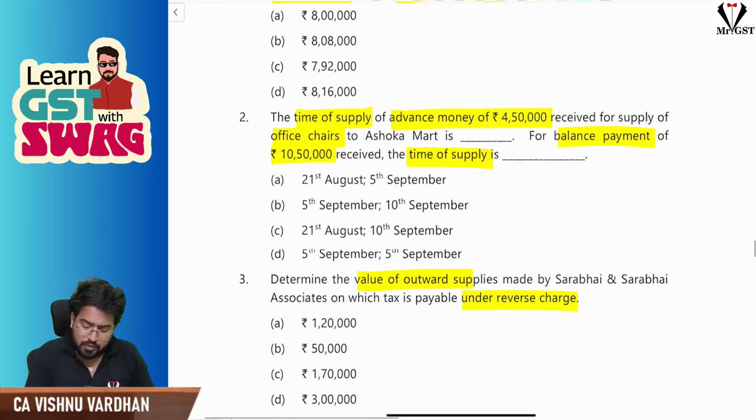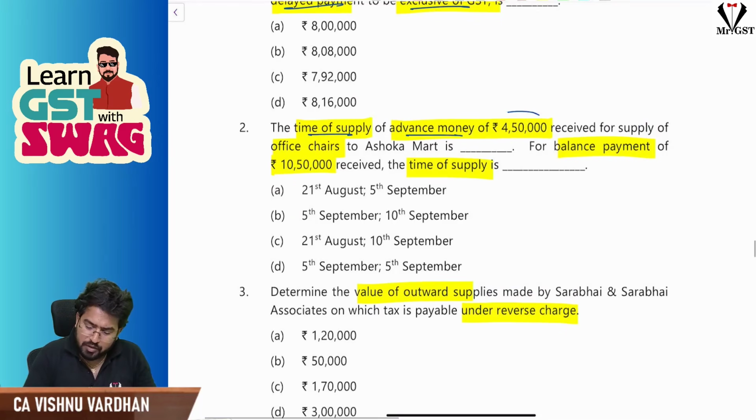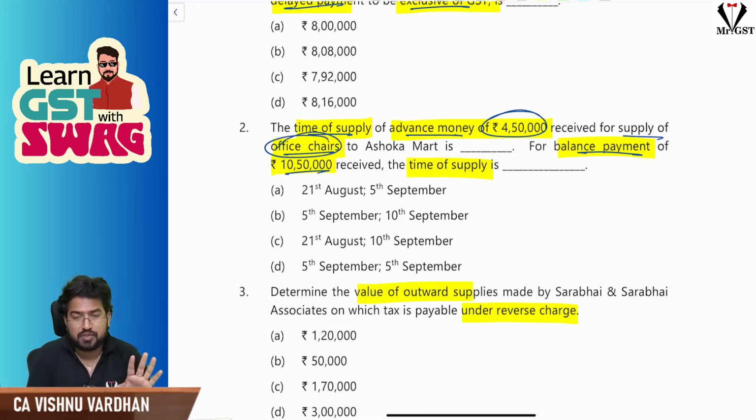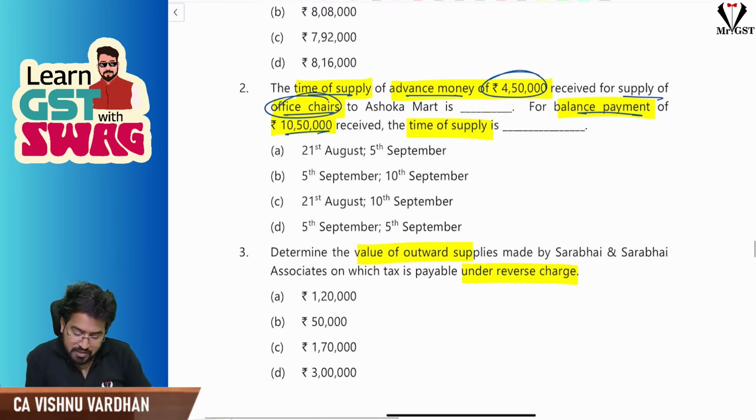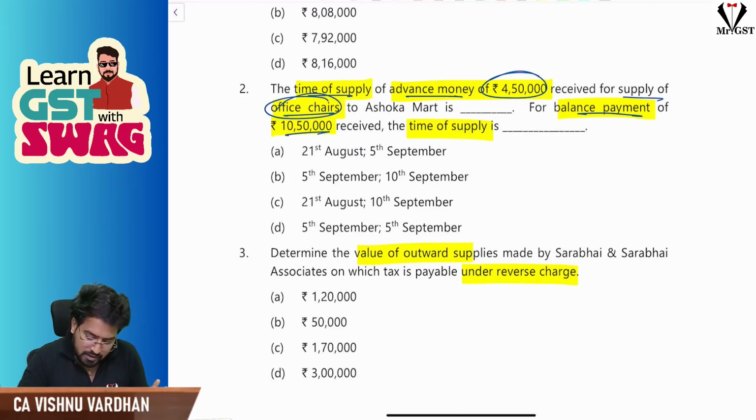Okay. What is the time of supply for advance money of 4,50,000 for supply of office chairs and balance payment 10,50,000? The office chairs means goods. Advance and balance payment, anything, time of supply will be same. ADOI or DDI, actual date of invoice or due date of invoice. Without reading the case study, without doing any time of supply provisions, you can select the answer here.